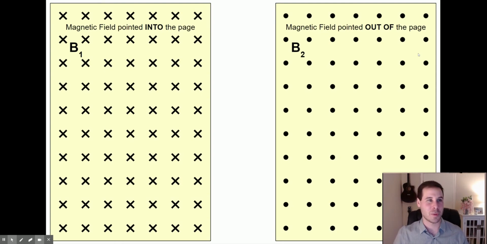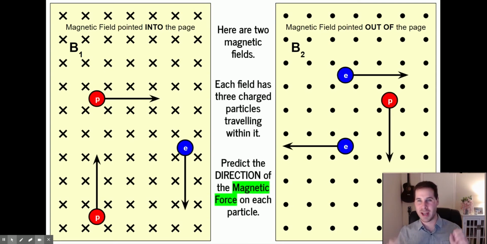So now let's practice with it. Here's 2 magnetic fields, and I've just plopped 6 particles onto that field. And it says, predict the direction of the magnetic force on each particle. So let's look at the top left particle first, the red proton in the field labeled B1. B, of course, stands for magnetic field. So this magnetic field is pointed into the page. So we point our fingers into the page.